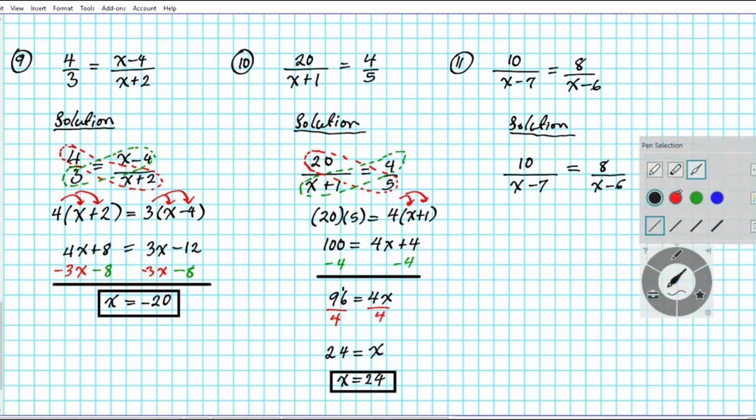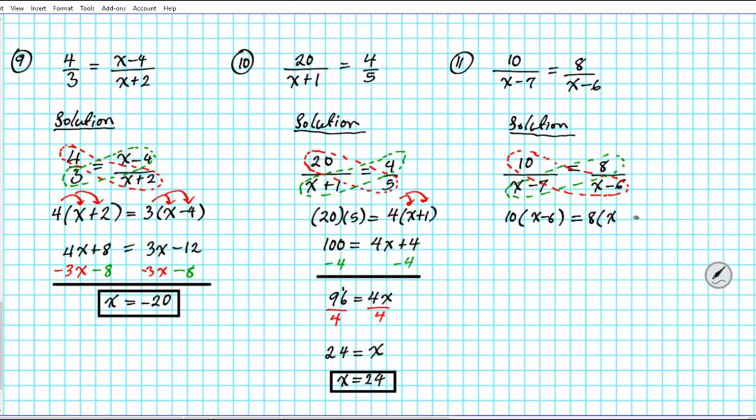Okay? Alright, so let's go ahead and set up our star. You know how you know the drill. 10 is multiplied with x minus 6. And then we have 8 multiplied with x minus 7. So that gives us 10 times the quantity x minus 6 on the right equals 8, on the left, 8 times the quantity x minus 7 on the right.